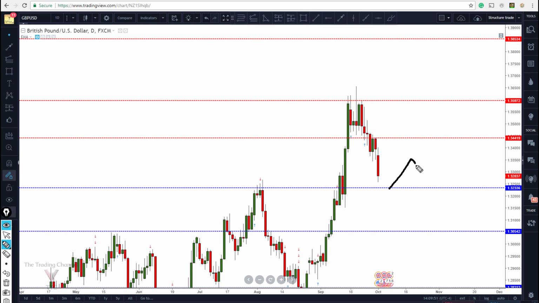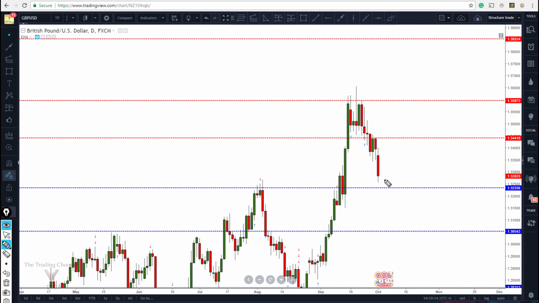Now, if we do see some support at 1.3233, then we may see this market push up from that level all the way into the 1.3441 zone. And that's where we can start looking for some shorting opportunities back down. And if we break above that zone, then the next level of resistance we're looking at is these highs over here at the 1.3597 area.